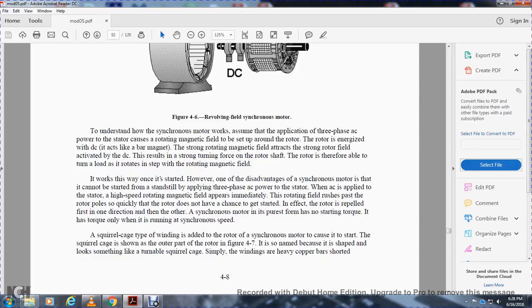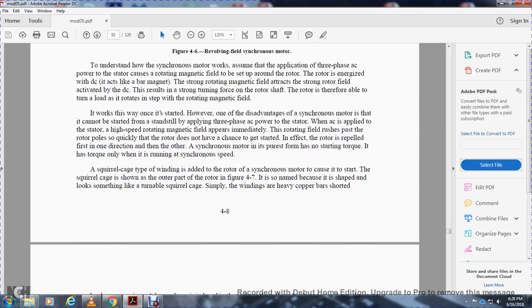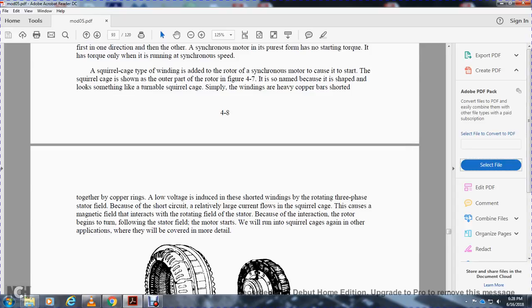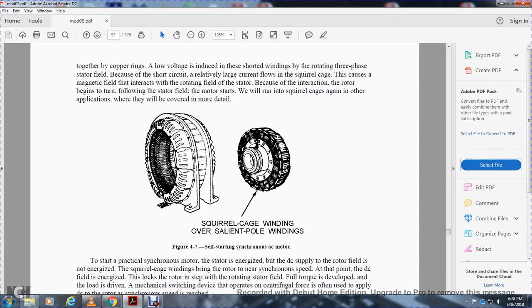The squirrel cage is on the outer part of the rotor, Figure 4-7. It is so named because of its shape, which looks something like a turntable. The squirrel cage is simply a winding made of heavy copper bars shorted together by copper rings. Low voltage is induced in these bars by the rotating three-phase stator field. Because of the short circuit, a relatively large current flows in the squirrel cage, which creates a magnetic field that interacts with the rotating field of the stator. Because of this interaction, the rotor is turned, following the stator, and the motor will run as a squirrel cage motor. Other applications will be covered in more detail.